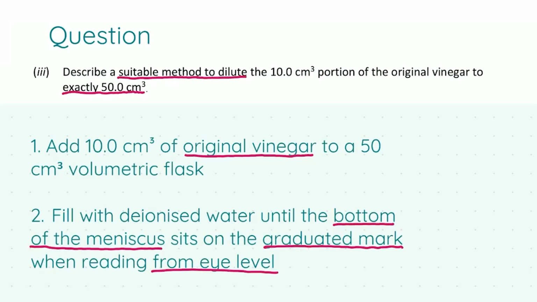So now the third part of this question, part III, it's asking you to describe a suitable method to dilute the 10 centimeters cubed of the original vinegar to 50 centimeters cubed, which will be used for the experiment. So I like to always do these as steps. So I have step 1 here, which is just to add 10 centimeters cubed of the original vinegar to a 50 centimeters cubed volumetric flask. There are the measurements given to you. So you know you're going to be starting with 10 centimeters cubed.